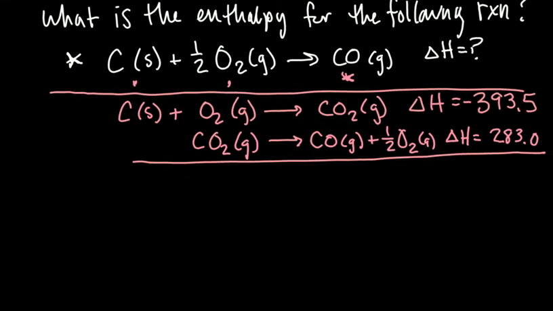Okay. So now what we're going to do is cancel some stuff out. Anything that appears on each side of the equation is going to be canceled out. So the CO2 gas appears there and there, so we're going to cancel it. And for this oxygen, it's a little bit more complicated.